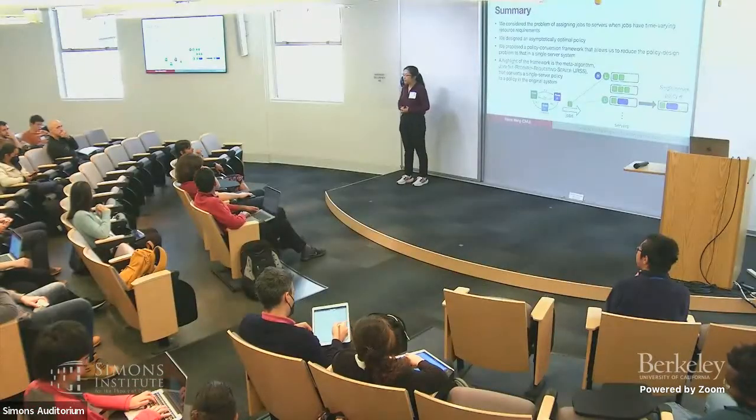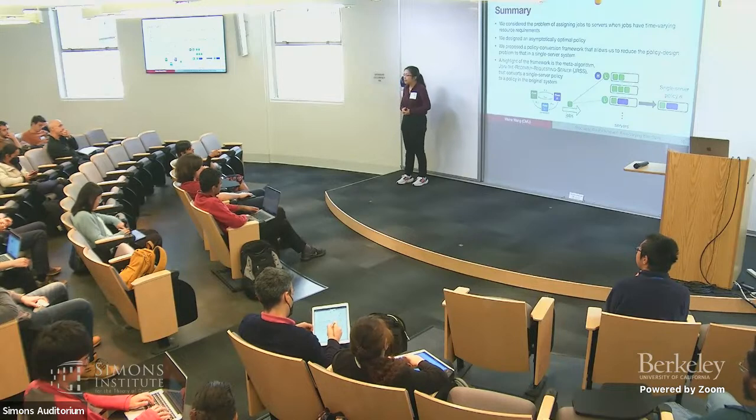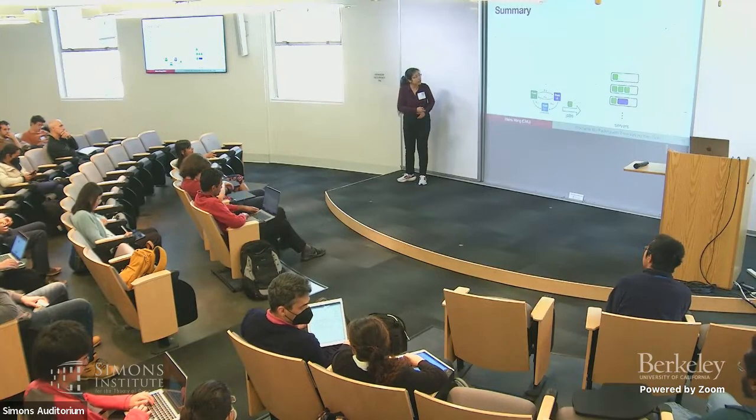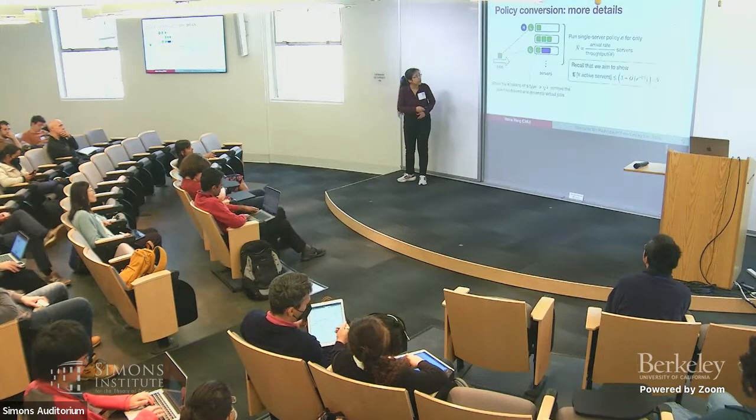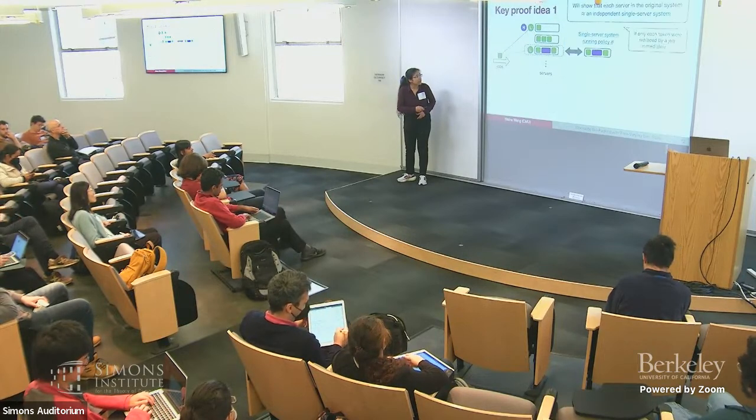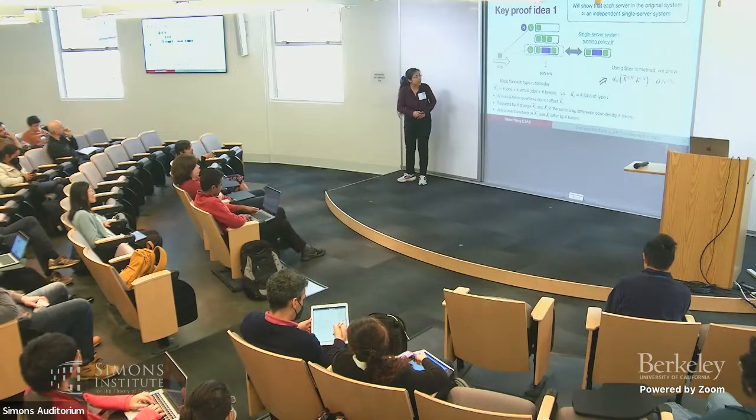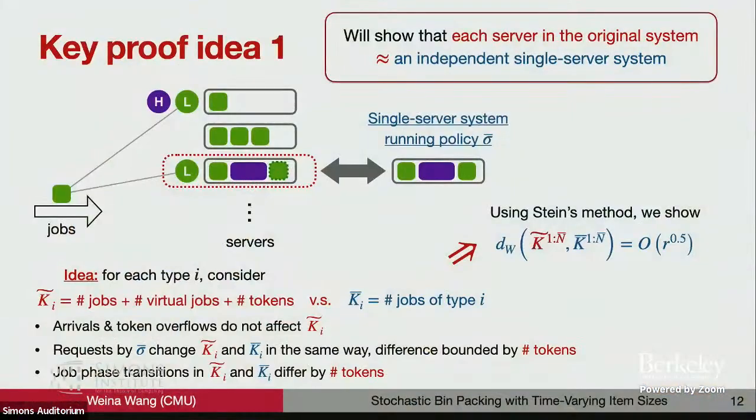About the Markovian assumption: I guess the last part of the argument would be that the two Markov chains, with and without tokens, are similar. Yes, let me be a little more exact here. What we actually show is that this K tilde is close to the number of actual jobs. This K tilde includes the number of tokens at this step. But coming back to my previous question, it's not really a Markov chain because of the external.